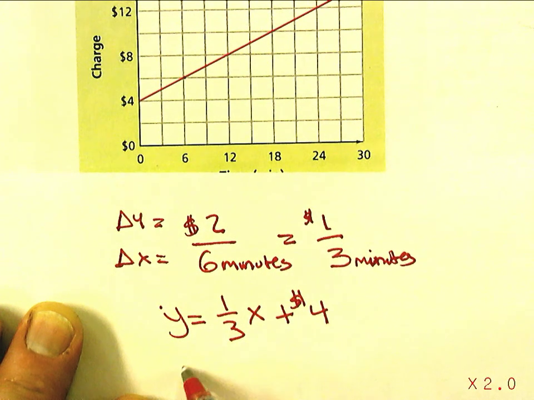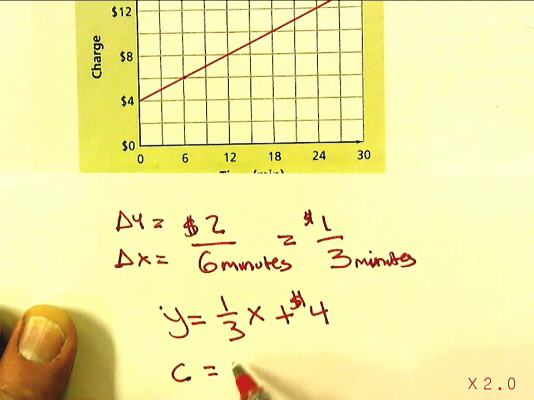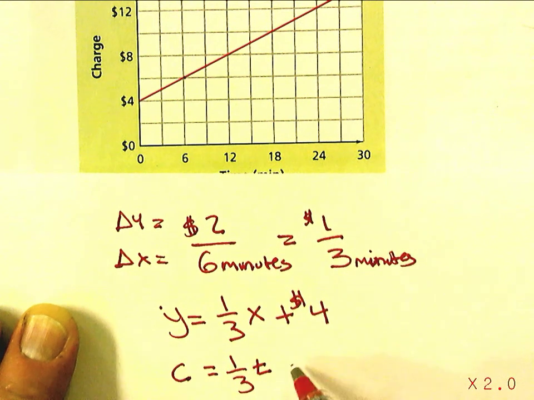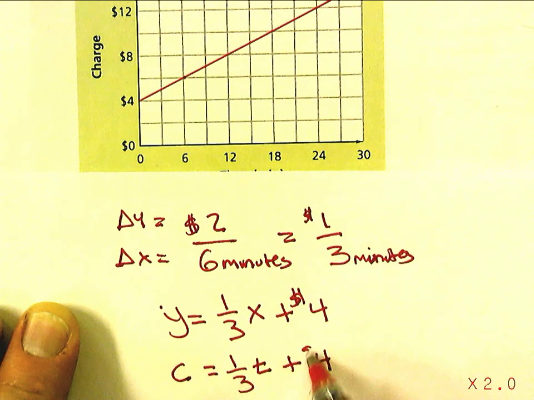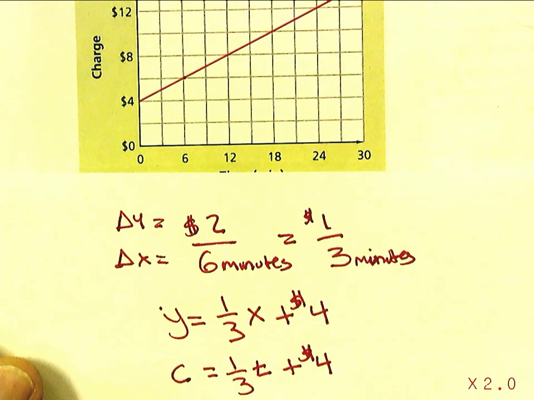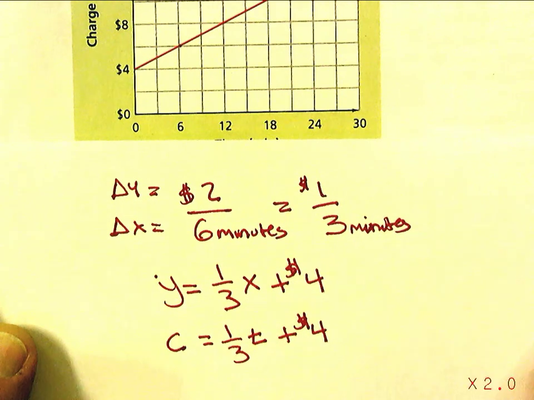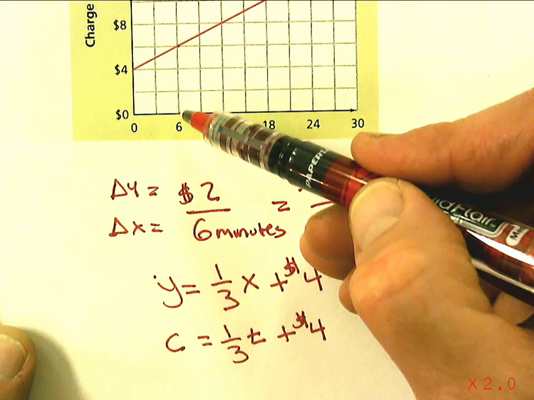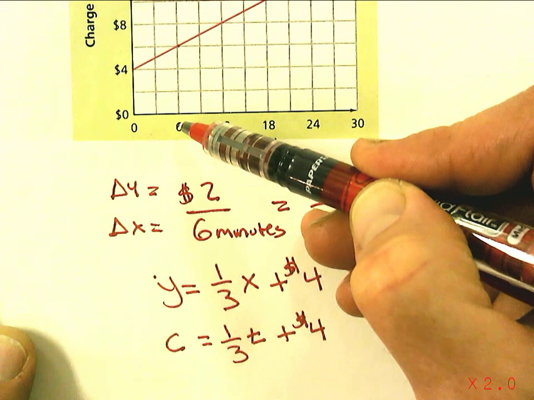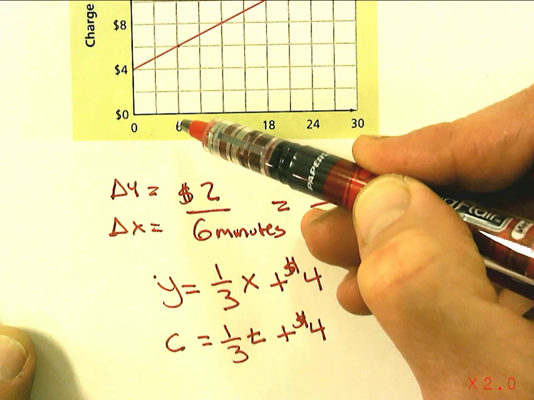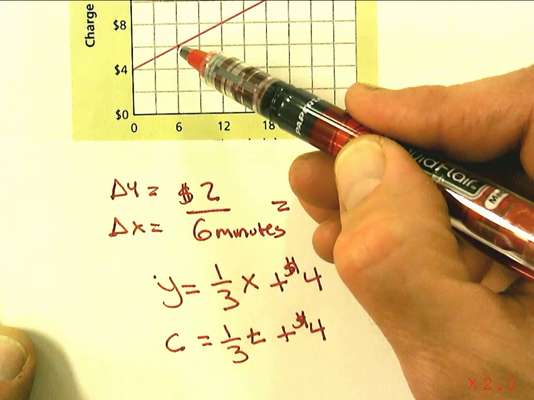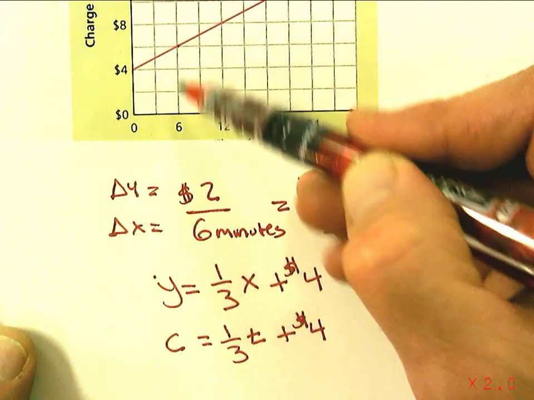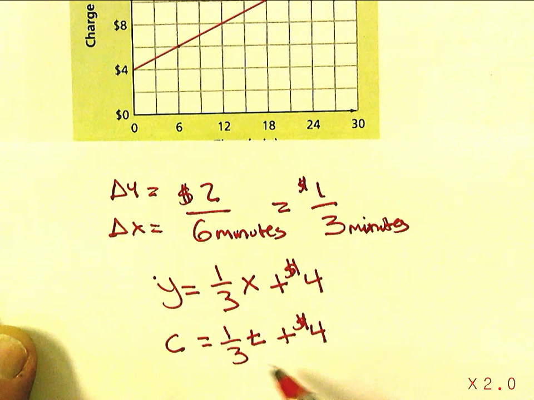I'm going to put this in this form: C, the charge, is 1/3 times the time plus $4. So there's the equation for Euclid's car wash. It just tells you in this situation that it's 1/3 of the time plus $4. If you think of this one here, 6 minutes, a third of that is 2, plus the 4 is the $6 charge for that amount of time. So think of it that way: 1/3 of the time, or 1/3 times the time.